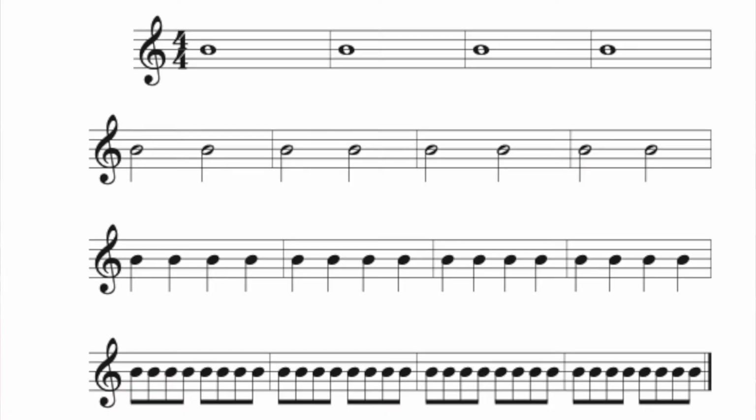But I think we're ready to read the whole sheet of music. Hmm. What do you think? Starting with the whole note. Yeah. So we're gonna go whole note, half note, quarter note, eighth note. You ready? Here we go. One, two, ready, go. One, two, three, four.